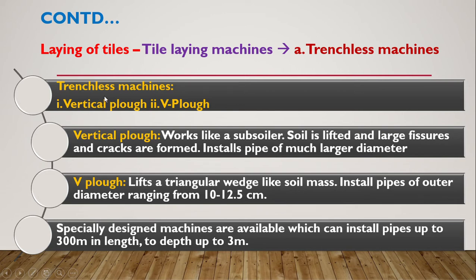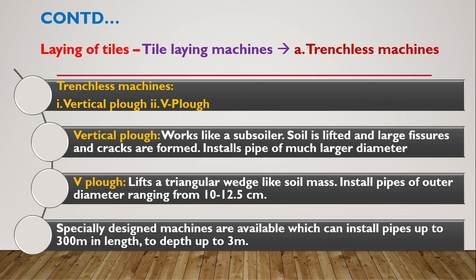In trenchless machine, the examples are vertical plow and V plow. These are very small instruments. And vertical plow is working just like a subsoiler. It will just lift the soil and install the pipes. Okay, just lifting, installing the pipe and refilling. That is the thing. V plow also, it is a triangular shaped device, and it can be used for installing 10 to 12.5 centimeter diameter pipe. In these two instruments, we are just lifting the soil and placing the tile and again refilling.